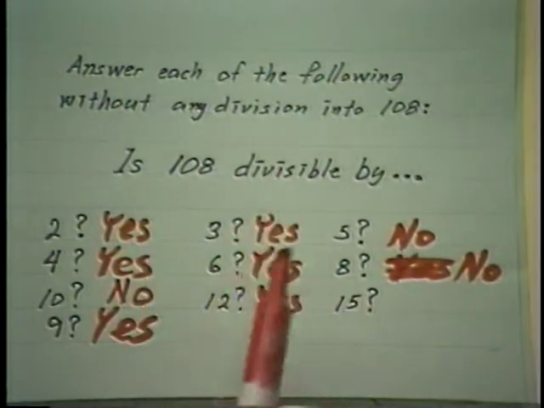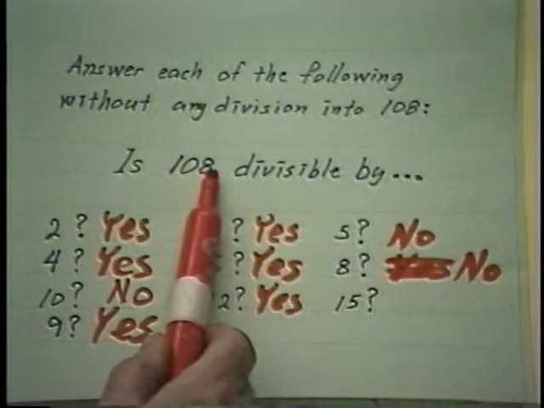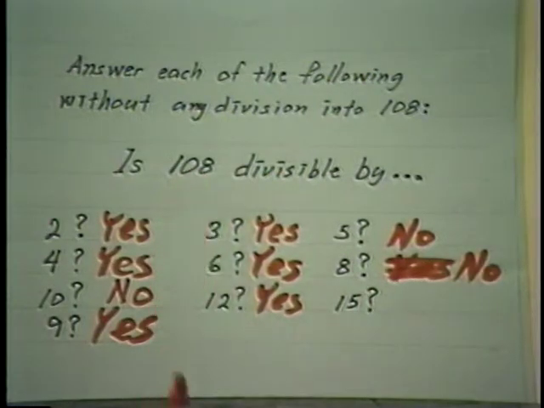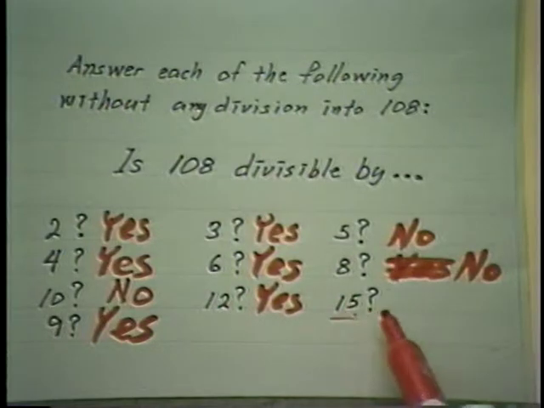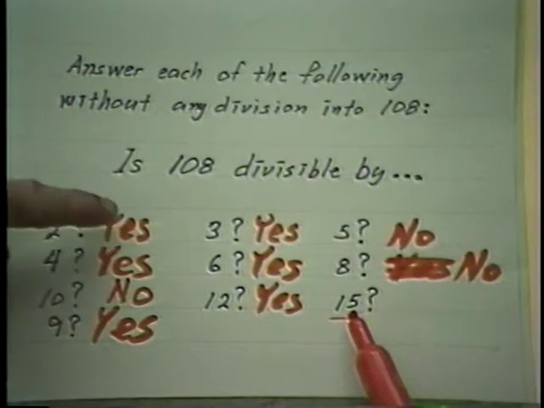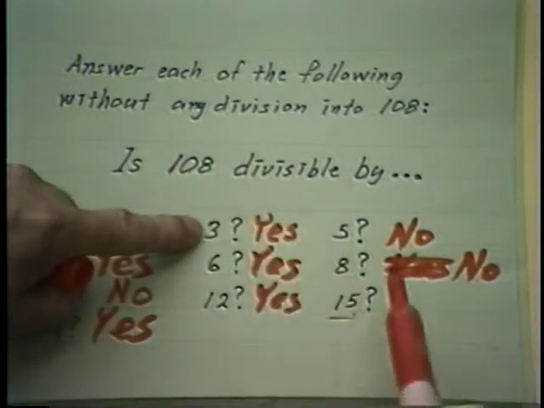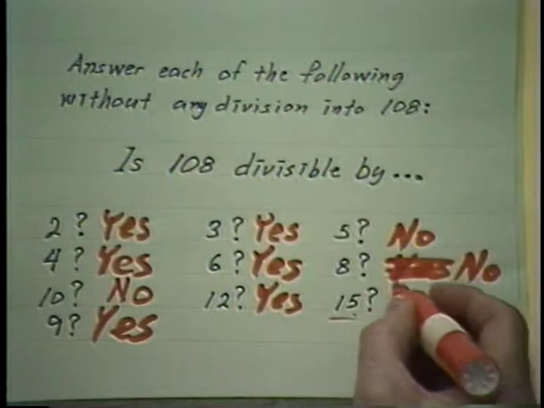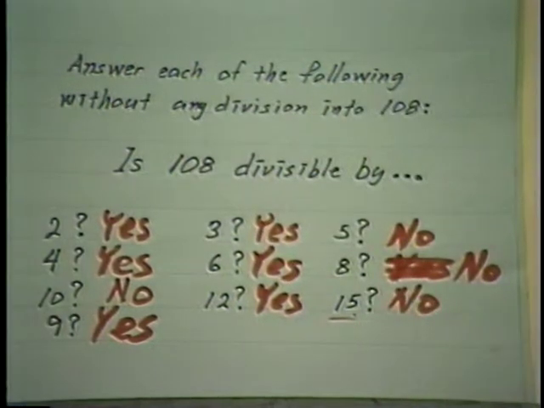And the divisibility test for 3 was that the sum of the digits is divisible by 3. The test for 4 was that the end 2 digits are divisible by 4. Now, can you see what we're going to do with 15? 15 is 3 times 5. 3 goes in, 5 does not go in, so 15 is not a divisor.